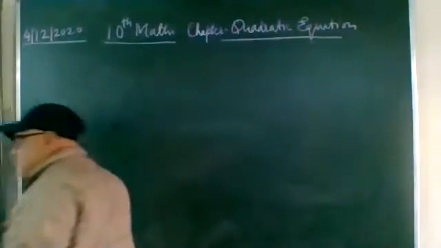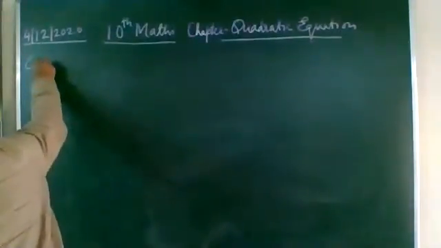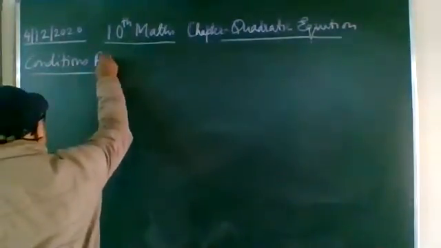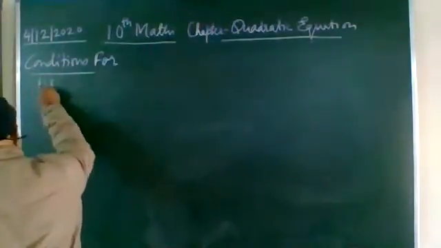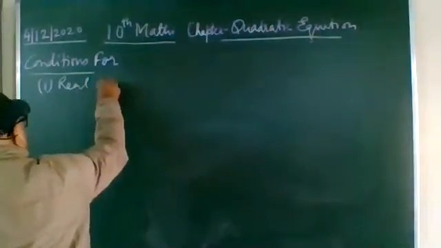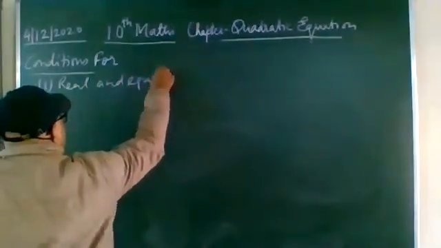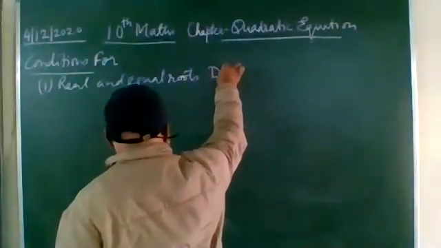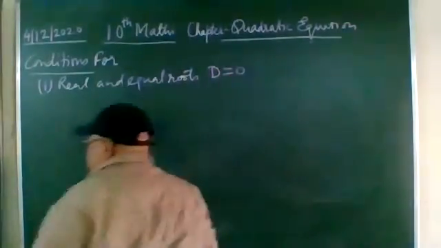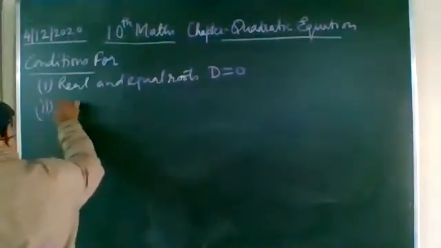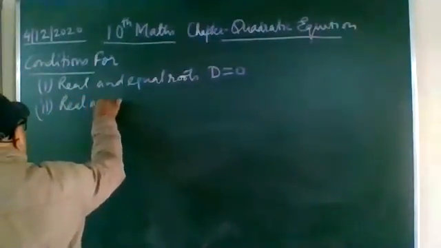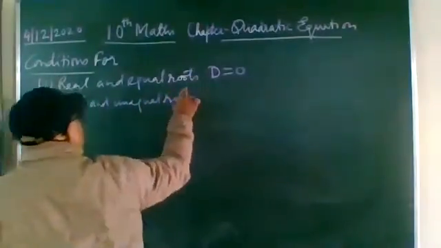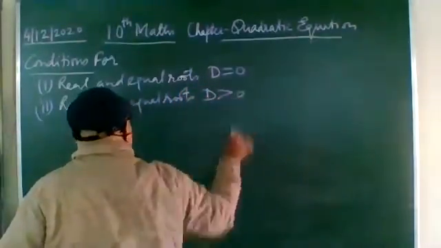Now, if you know these conditions: first, for real and equal roots, b equal to 0. Second, real and unequal, b greater than 0.